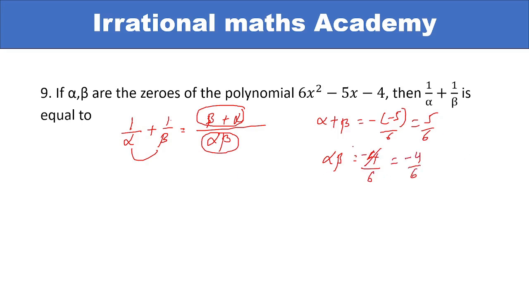Now, since I know alpha plus beta and alpha into beta, I'll substitute here. The numerator part is alpha plus beta, that is 5 by 6, divided by alpha into beta, minus 4 by 6. When you have a fraction by a fraction, first take the numerator into the second fraction's denominator. So 5 into 6 by 6 into minus 4. The 6 gets cancelled and you are left with 5 by minus 4, or minus 5 by 4, which is the answer.